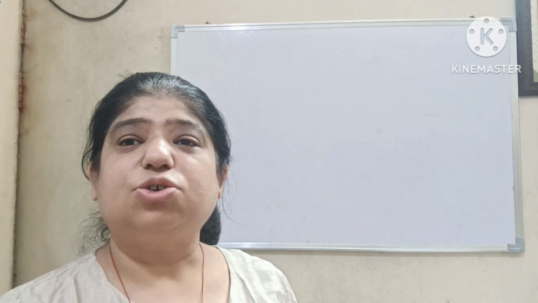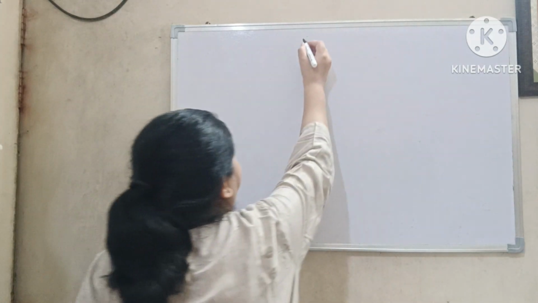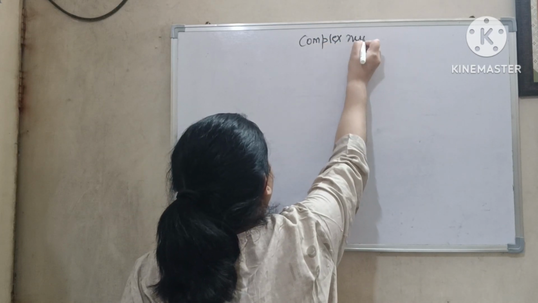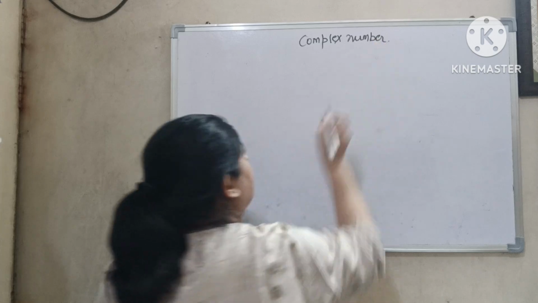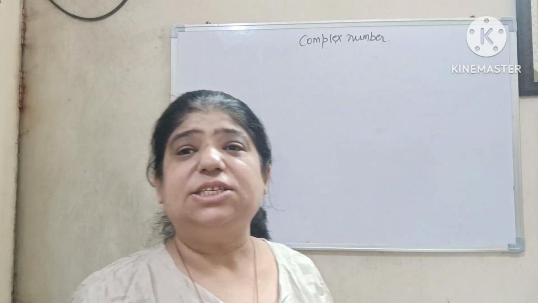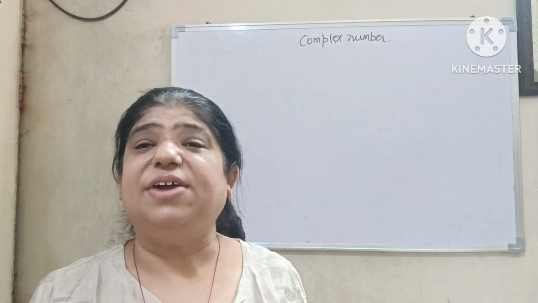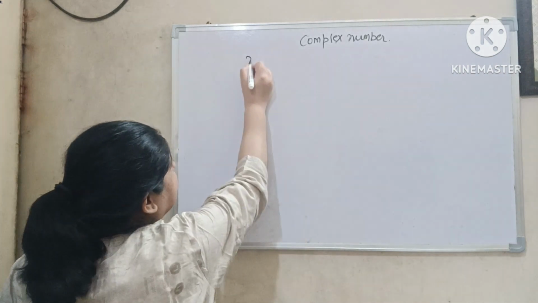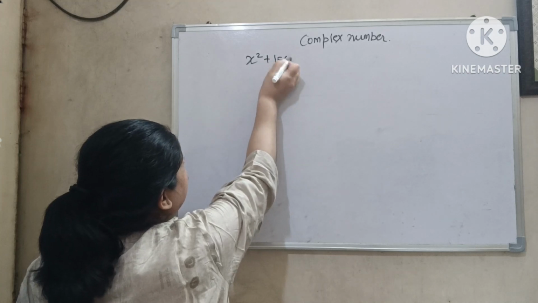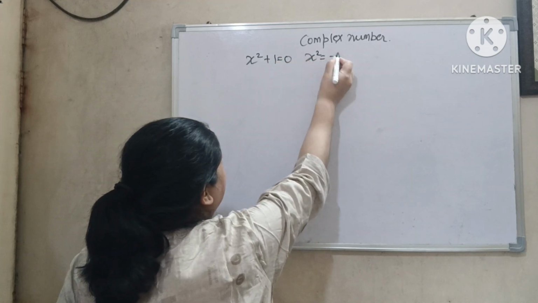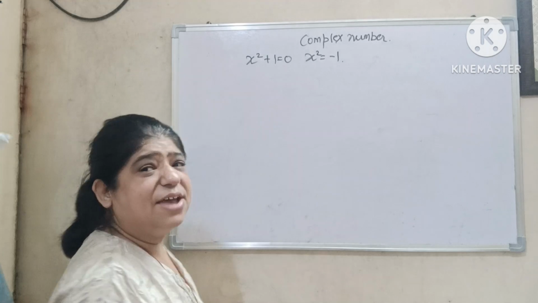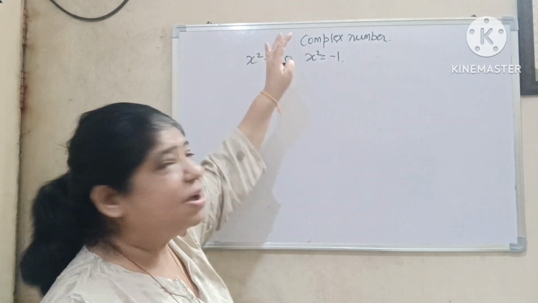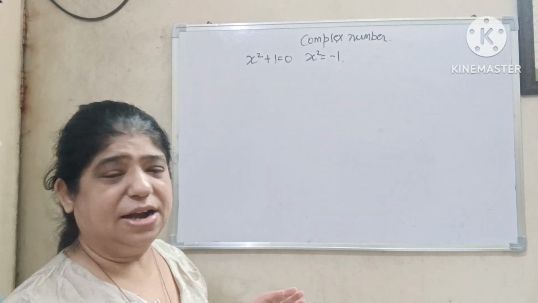Today my topic is complex number. First of all, the question arises why we need a complex number when we have a real number. Now, for the equation like x square plus 1 equals to 0, x square is equals to minus 1. Square is never negative for real numbers. So, for this we need a complex number which has the real and imaginary part.